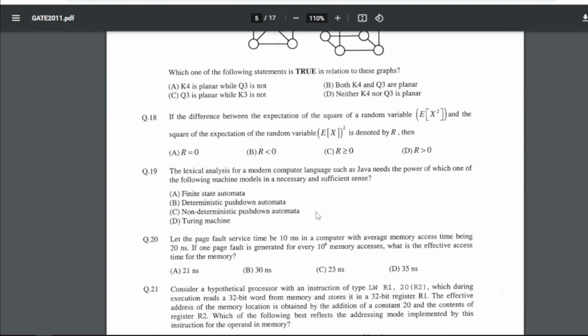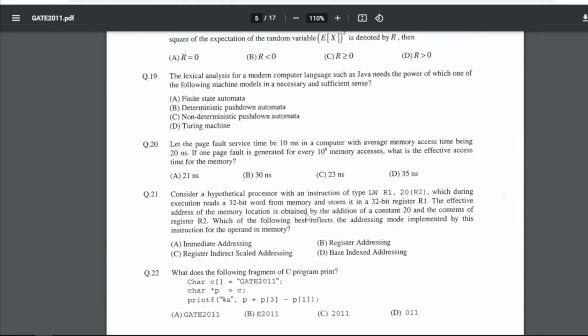19 is, the lexical analysis for a modern computer language such as Java needs the power of which one of the following machine models in a necessary and sufficient sense. In that case, for 19 our answer will be A, that is finite state automata.